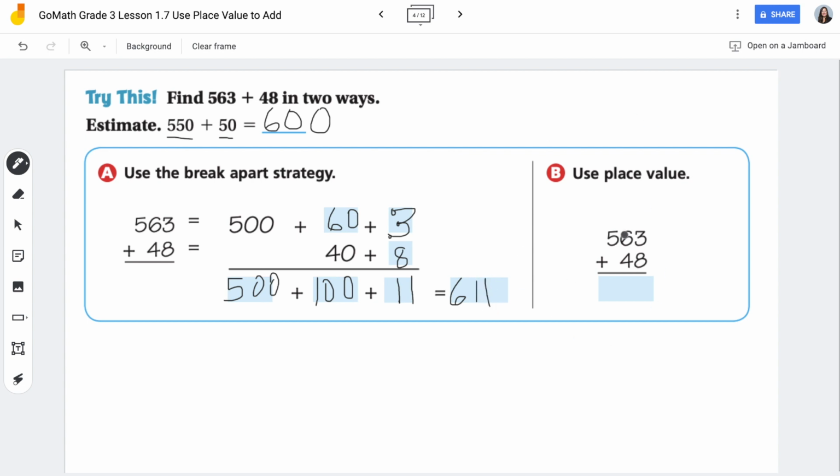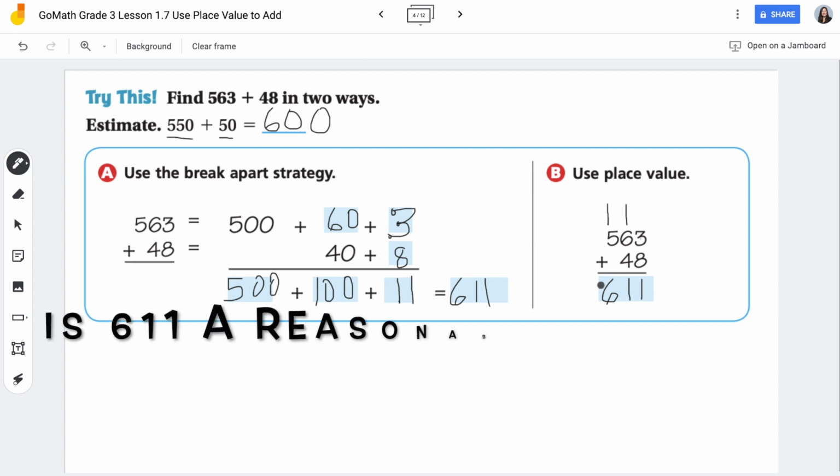And I can use place value. I can just start in the ones place, 8, 9, 10, 11. I put the ones in the ones place, carry the 10 from the 11 above the tens place. I've got 6 plus 4 is 10, plus 1 more is 11. So I'm going to regroup that and break it apart. Okay, I've got 1 above the 5 and a 5. 1 plus 5 is 6.